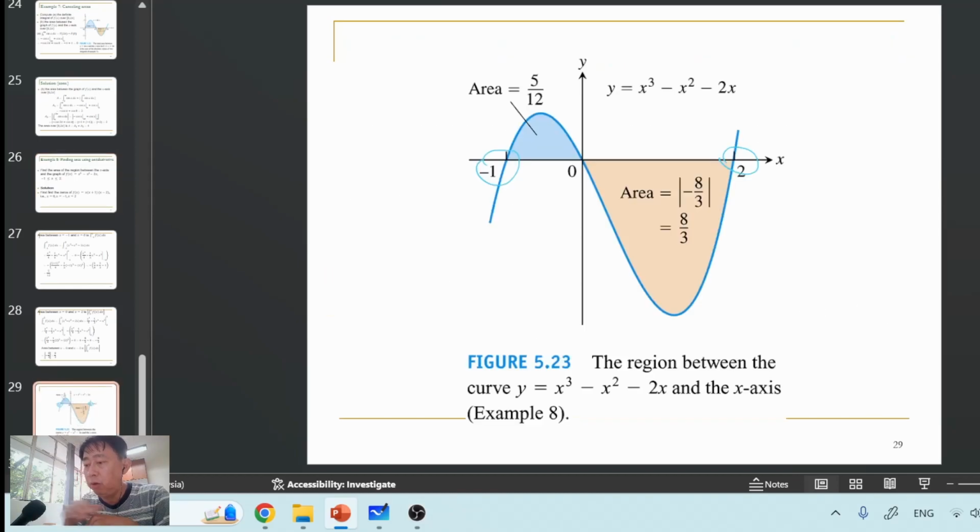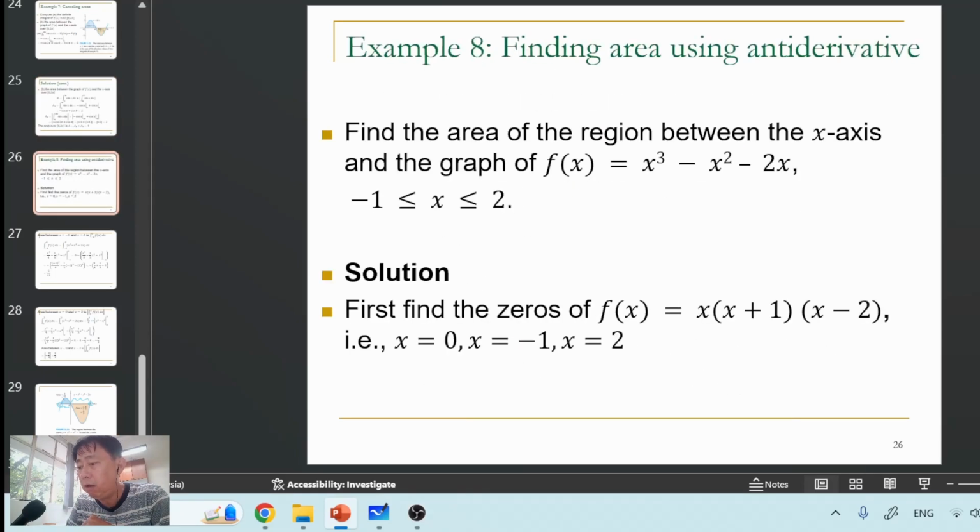In this case, you have to know the region where the function is positive and the region where the function is negative. Here, the function is positive for x lying between -1 and 0, and the function is negative when x is lying between 0 and 2. Therefore, to calculate the total area between the curve and the x-axis, you have to first find the zeros of the function, and then investigate the sign of the function between the zeros.